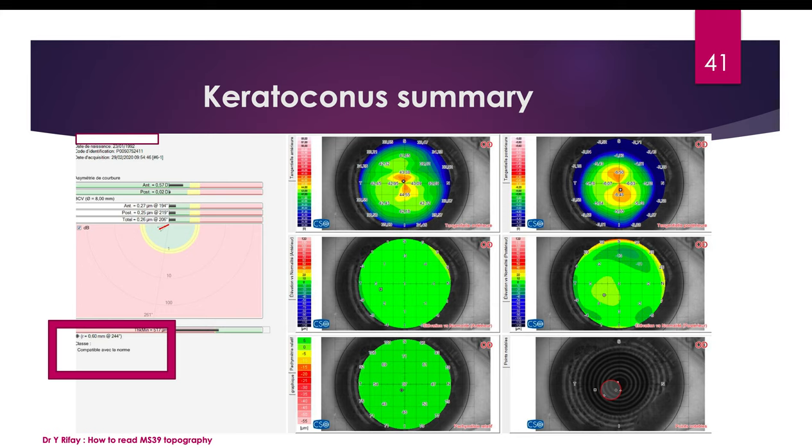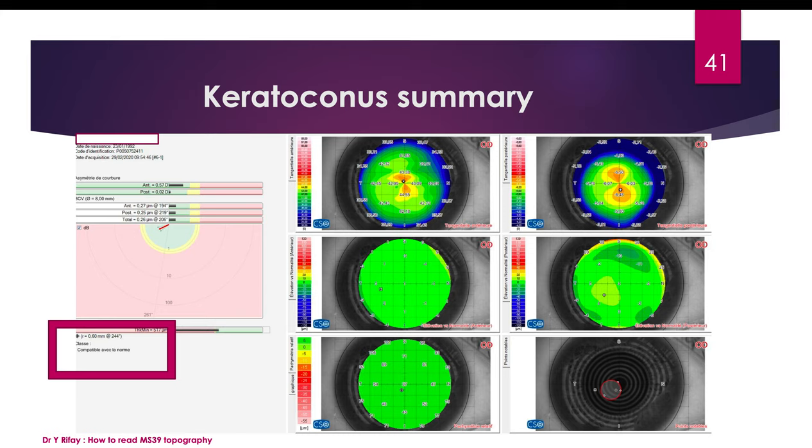Keratoconus summary is an interesting tool. This is the artificial intelligence of the device that will help us to have some information if there is a keratoconus, suspect keratoconus or not. But the decision comes to the physician.